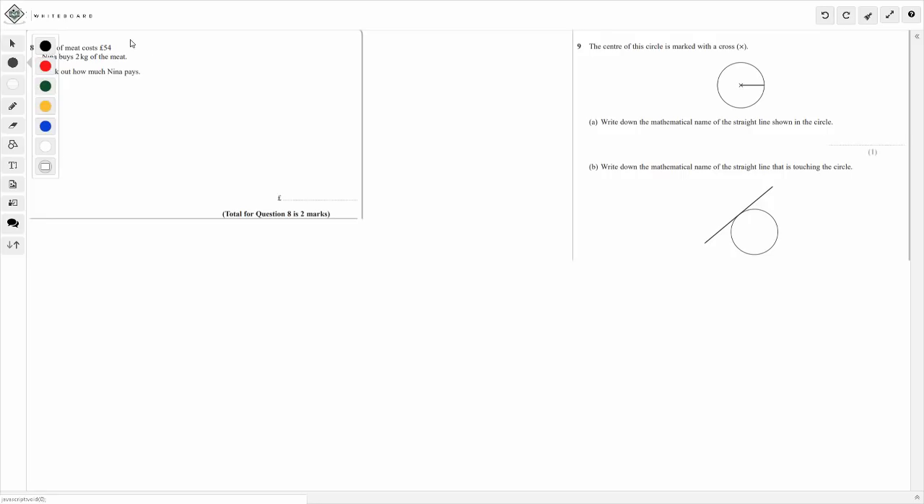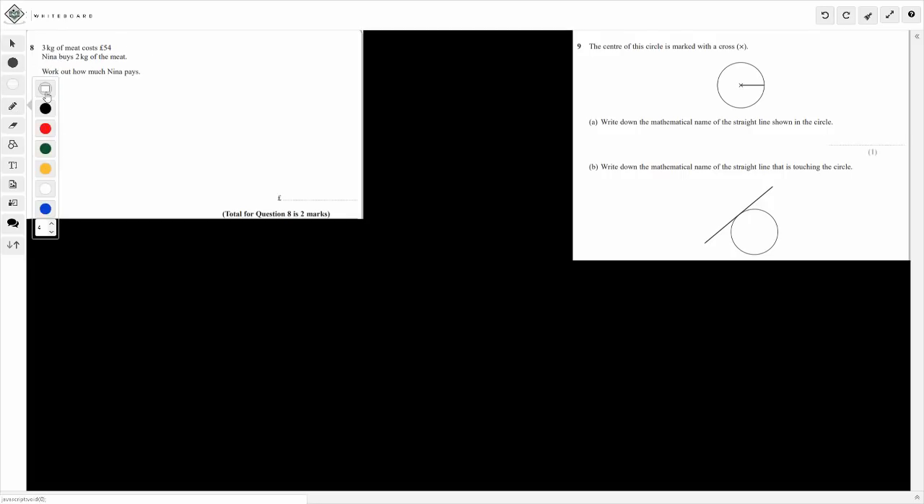So for this one here, what have we actually got? Well, we've got a question involving money, right? It's one of these sort of questions. We've got 3 kilograms of meat costs £54. Nina buys 2 kilograms of the meat. Work out how much Nina pays. Well, if 3 kilograms of meat costs £54, can we work out what 1 kilogram costs? So 3 kg is £54. So what's 1 kilogram?